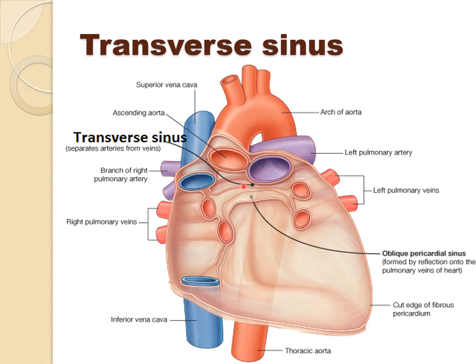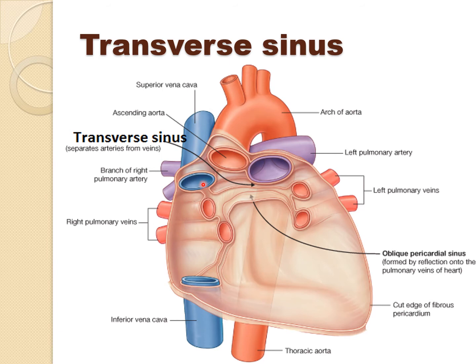From what does the transverse sinus develop? Degeneration of the central cells of the dorsal mesocardium. What is in front of it? In front of the transverse sinus are the ascending aorta and pulmonary trunk. Behind there is the intrapericardial part of the superior vena cava and the upper margin of the infundibulum. This is the superior vena cava, and this is behind.